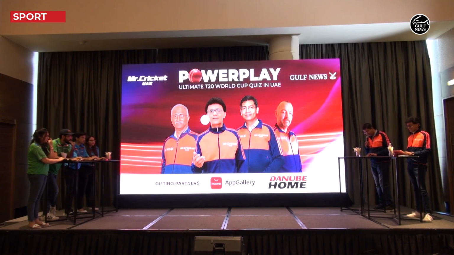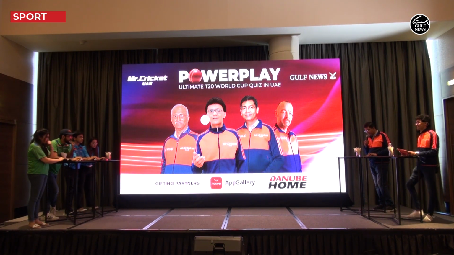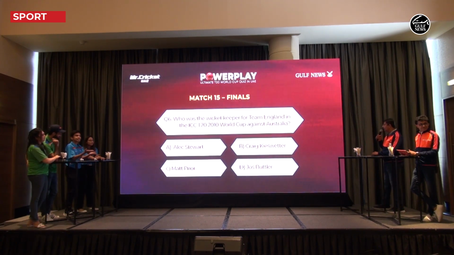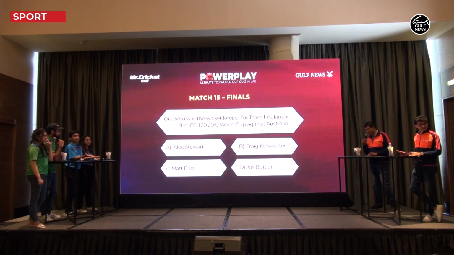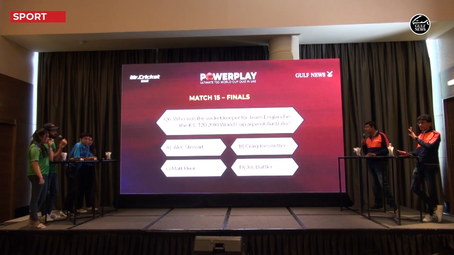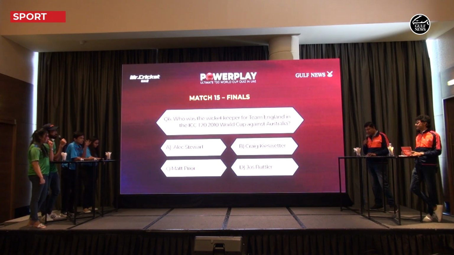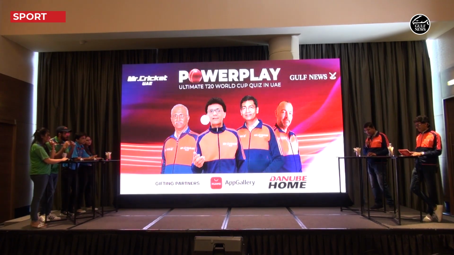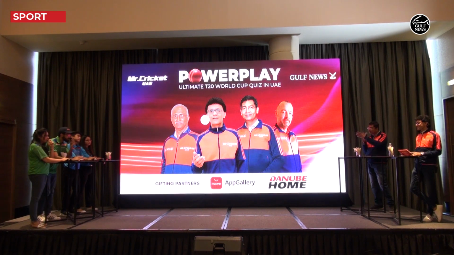4 more questions. This is a tough one. Who was the wicket keeper for Team England in the ICC T20 2010 World Cup against Australia? Your options are Alex Stewart, Craig Kieswetter, Matt Prior, and Jos Buttler. Pakistan gets a chance to answer. But mind you, you both have to ask one, phone a friend. You cannot leave it because otherwise 2 runs will be deducted. It's Craig Kieswetter. That's the right answer. There are 3 more questions left and both of you have not taken Ask a Friend. Otherwise, automatically 2 runs get deducted.